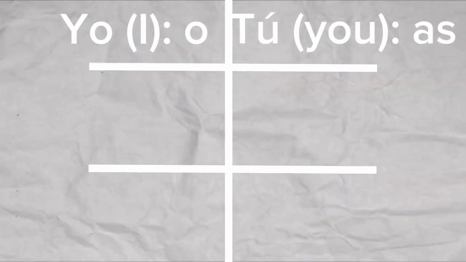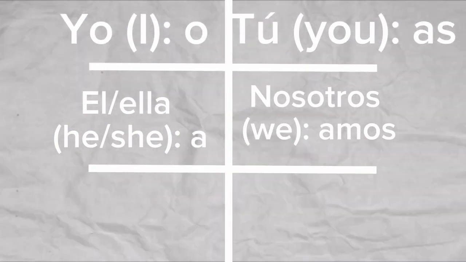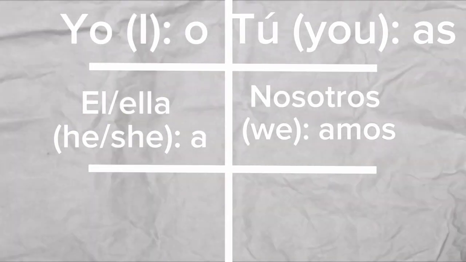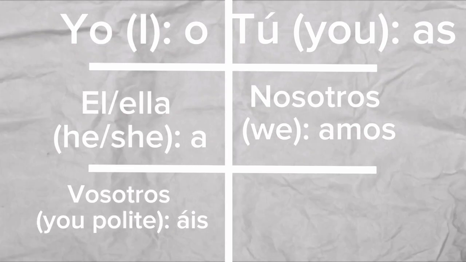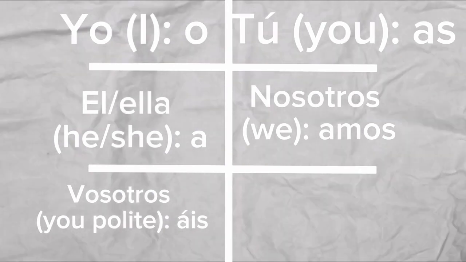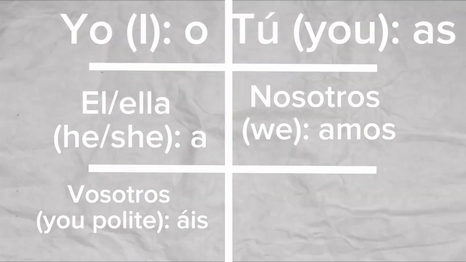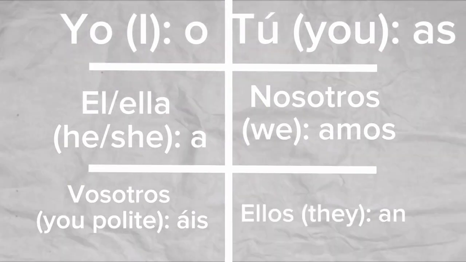And then you do the exact same with the other forms, just with different endings. For the tú form, you add AS. For él/ella, he or she, you add just an A. In the nosotros form, or we form, if you're talking about we are eating, it's amos. The vosotros form is a form which you don't necessarily have to use a lot, but I'm going to teach it in this video. This form is used in Spain, and it's like saying we or you in a more polite manner. That one is áis, and ellos, which means they, is an. Okay, now you've learned the AR verbs.